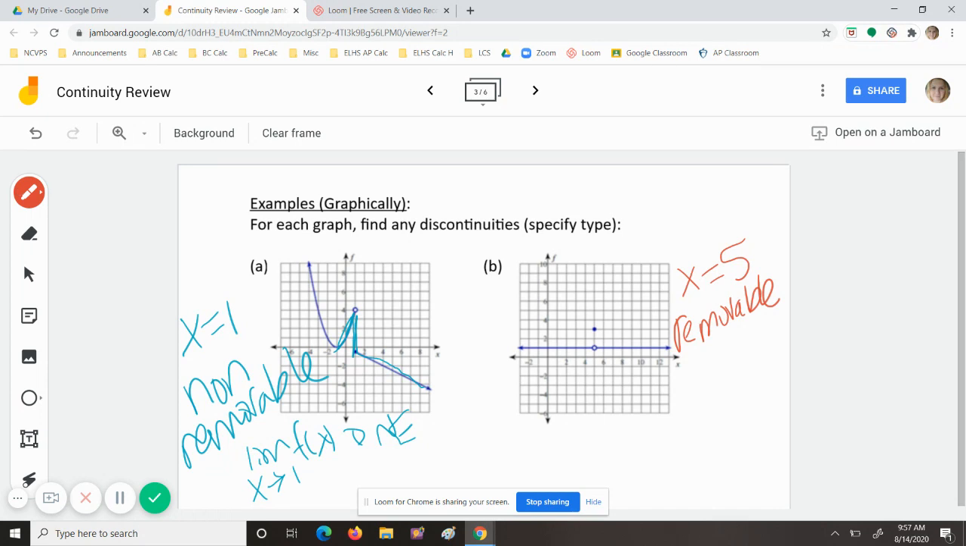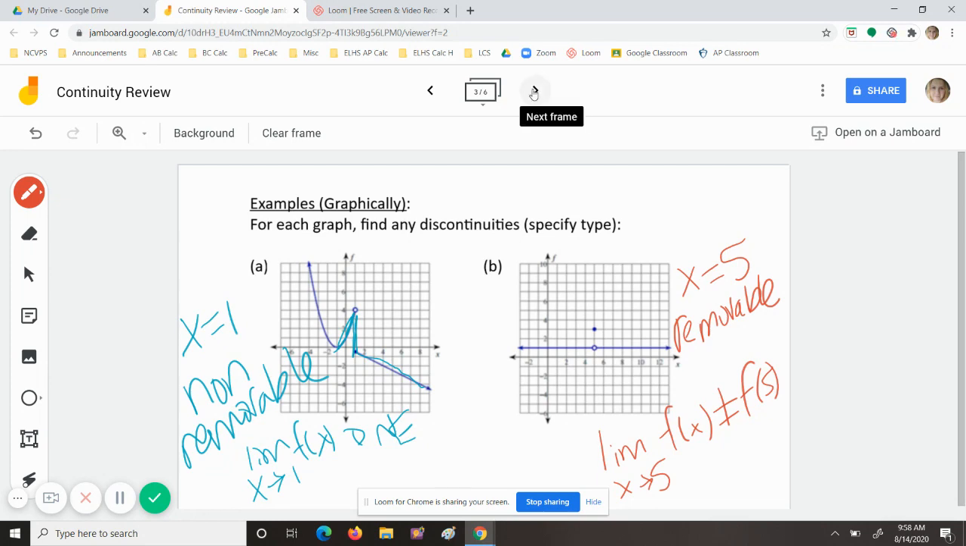If we needed to write a reason why it's not continuous, remember we already said the function's defined at that point, the limit exists, but those are not equal to each other. So our reasoning for not being continuous would be because the limit as x approaches 5 of f of x does not equal f of 5.